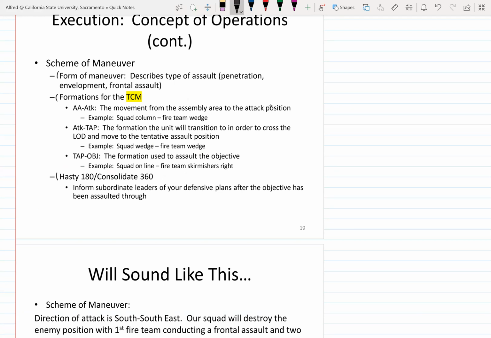So you have the form of maneuver, which is just a description of what type of assault it is, whether it's penetration, envelopment, frontal assault, and usually it's going to be frontal assault for OCS. And let me see if I wrote anything else down. Yeah, it just describes the type of attack you're going to do. And then after you describe the type of attack, so that's like an introduction, then you're going to form your tactical control measures.